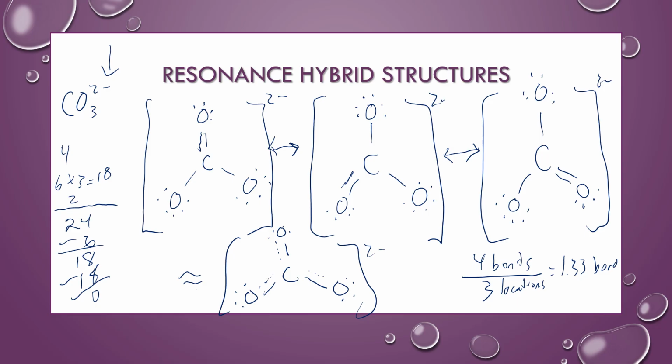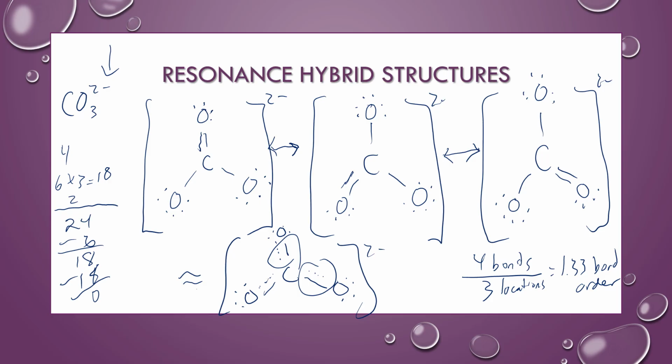It's the bond order. Because each one of these bonds is going to behave effectively like a 1 1/3 bond instead of like a single bond or a double bond. So it's going to have strength that's in between single and double. It's going to have a length that's in between single and double because of that bond order.